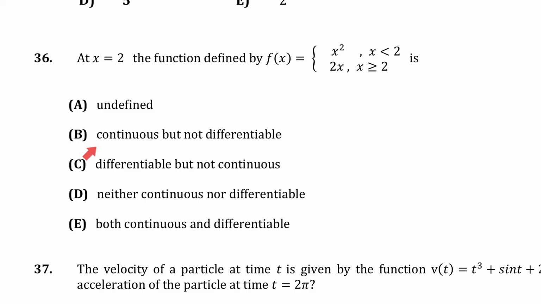Okay, but if we have a little graph of that, we would have x squared when it's less than 2, so it's like this, and 2x, which looks like this. And so it's going to have a little corner right here. So it's not going to be differentiable at that point. But it's going to be continuous. It's going to go through. But those little corners, if you remember, are not differentiable.